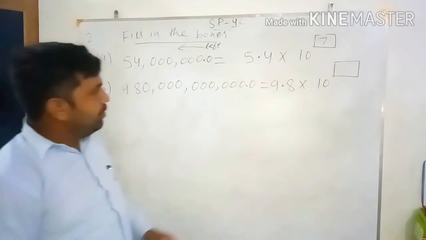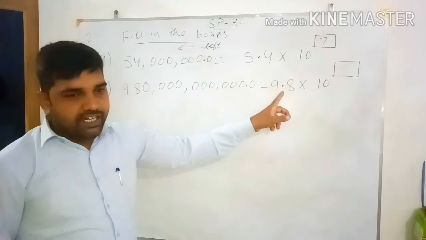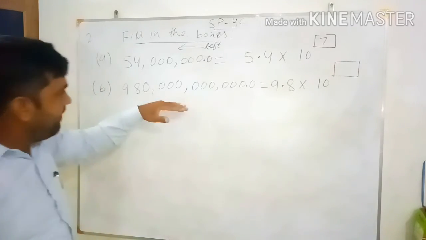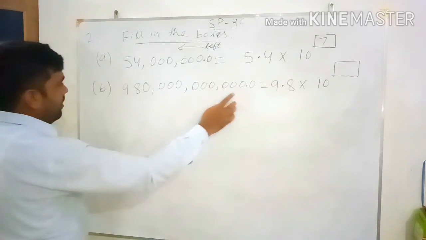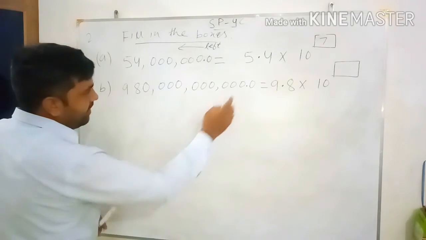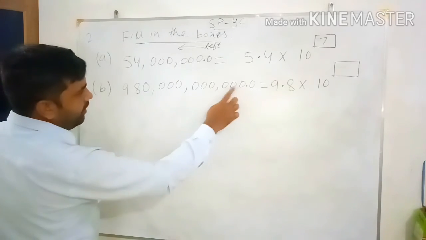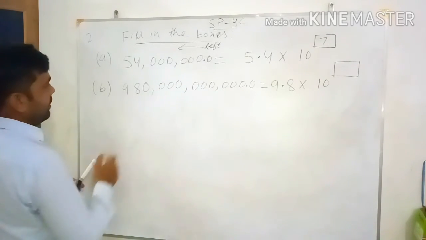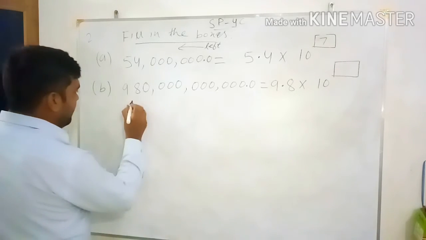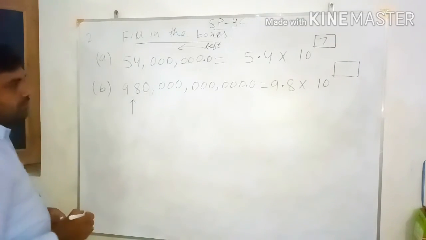Now I have to bring the decimal after 9. Here you see on the right hand side, the decimal is after 9, 9.8. This means on the left hand side, I have to shift this decimal to the left. So I will bring this decimal after 9 here. See how many places I have to shift? 1, 2, 3, 4, 5, 6, 7, 8, 9, 10, 11. So I have to shift this decimal 11 places left, because I want to bring the decimal here.